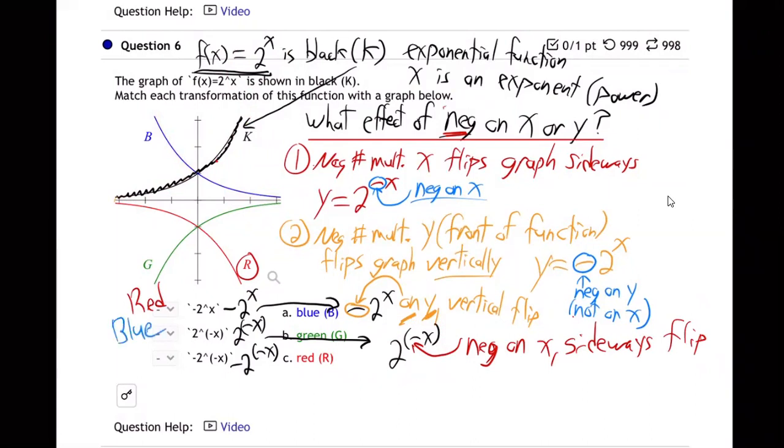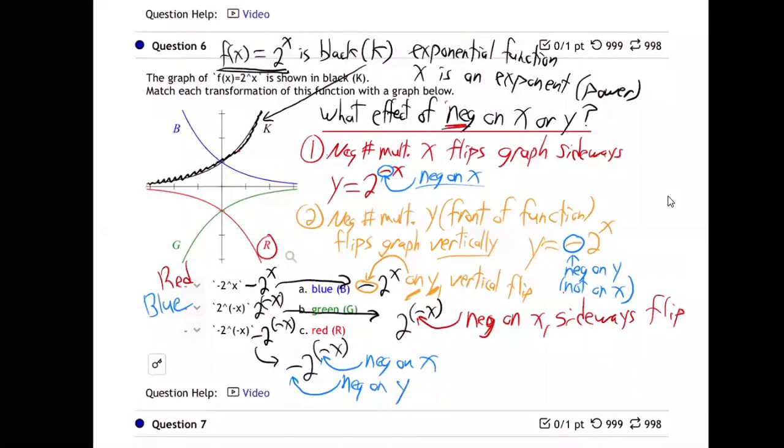That's the blue. Finally, last one. Negative on the 2, and negative on the x. That's both, isn't it? Everybody see that? Negative on y, negative on x. So we got negative on x and negative on y. We got negative on both. So what's that going to do? That's going to flip it both.